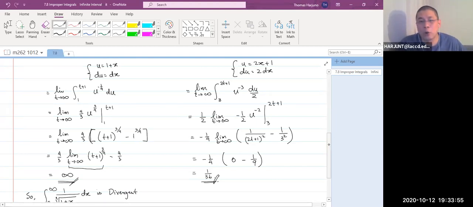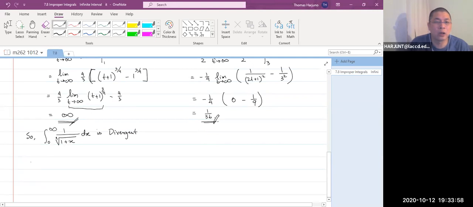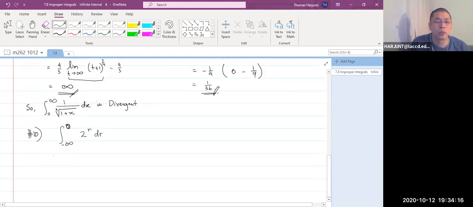Number 10. I hope you are not bored with me, because it's more about applying that concept. Number 10, integral: what happens if we have the integral from negative infinity to 0 of 2 to the r dr? We set the left-hand limit of integration to be t, and later on we push this t very far to the left, to negative infinity.